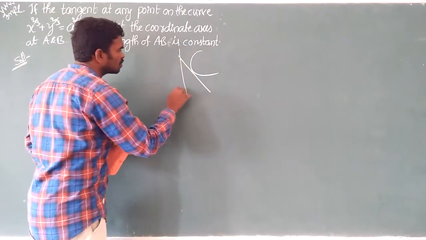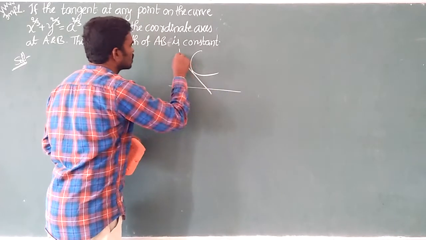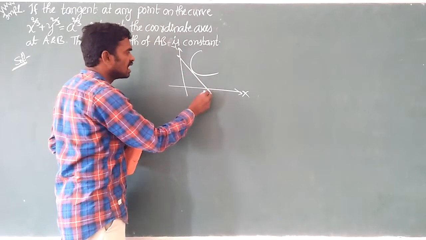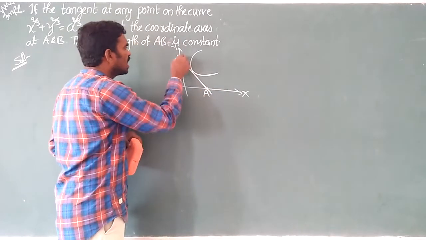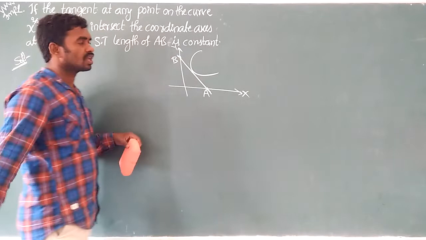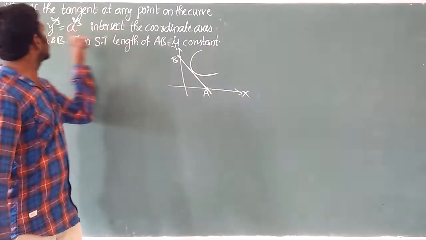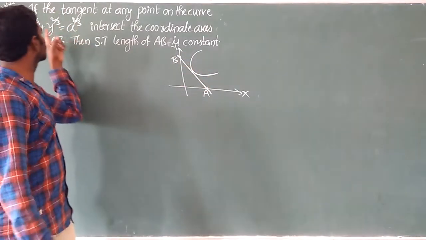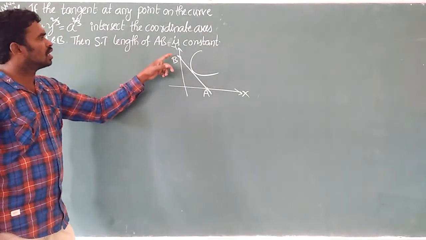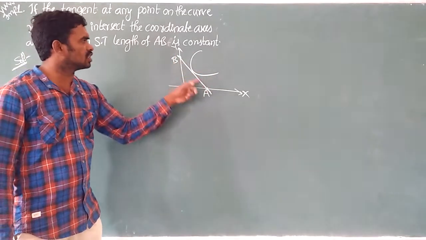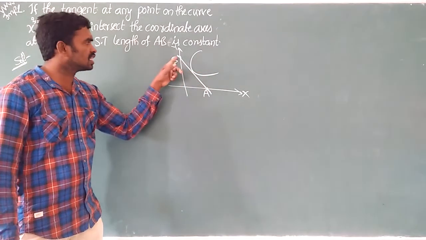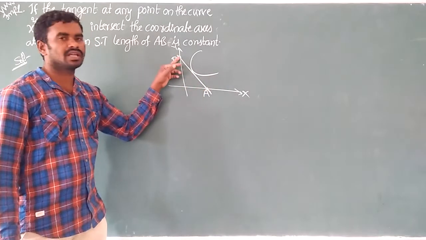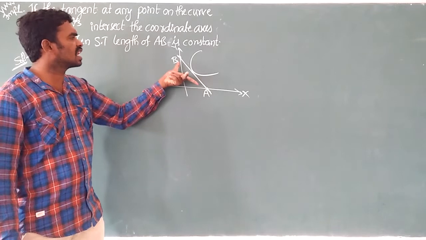Suppose this is the coordinate axes, this is the x axis, this is the y axis. So it intersects at a point A and another point B. What is the curve? x power 2 by 3 plus y power 2 by 3 equals a power 2 by 3. This is the curve equation, and it has a tangent at some point. That tangent intersects the x axis at A and the y axis at B. Then we have to show that this length AB is constant.